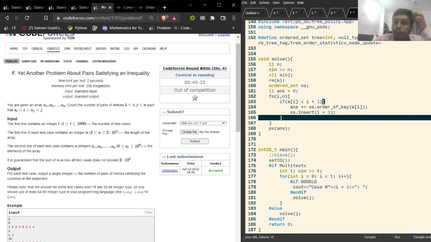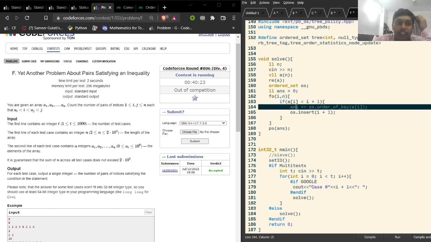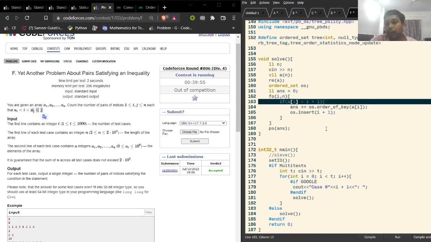So for each element I try to figure out if this condition holds, which is a_i less than i. If the particular condition holds, I add the index to a set, and once I get a particular value, I check all of the values in the set which are lesser than that index. That tells me the number of values for which a_j is greater than i, and I have already checked the conditions a_j less than j and a_i less than i before. So I can just add up all of these answers.